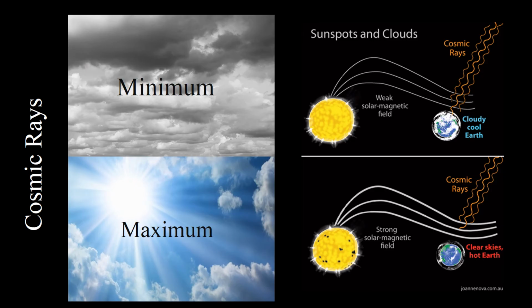So, an overview: during a grand solar minimum, the sun's magnetic field, the solar magnetic field, is weak. More cosmic rays can penetrate the Earth, seeding clouds and resulting in a cloudy, cool Earth, reflecting that sunlight back out to space. During a grand solar maximum, the solar magnetic field is strong, blocking the entrance of cosmic rays, resulting in clear skies and a warmer Earth.